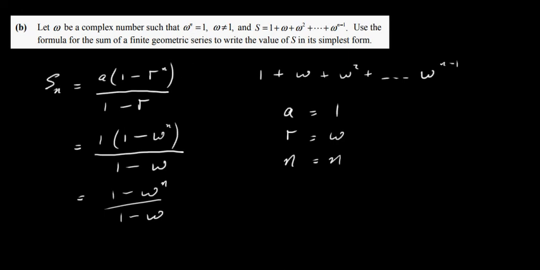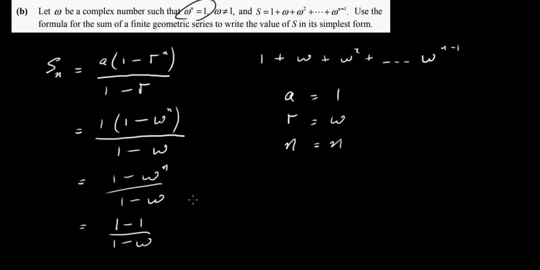Now we are, however, told that omega to the power of n is equal to 1. So our complex number raised to the power of n is 1. So we can put that in there. We have an omega to the power of n, so it's 1 minus 1 over 1 minus omega here again, and that then is just going to give us 0 over 1 minus omega, and 0 over anything is just going to be 0. And that's really it. I mean, it says use the formula for the sum of a finite geometric series to write the value of s in its simplest form. Well, there you go, that's it there. It's just 0. Okay, well that's it for question 4.